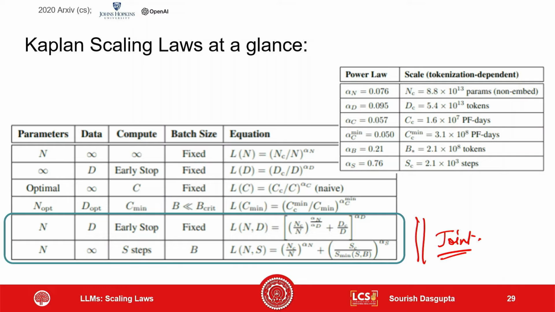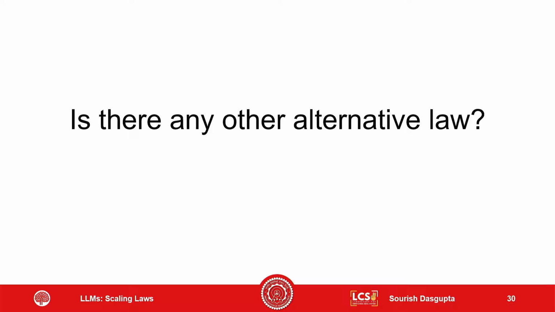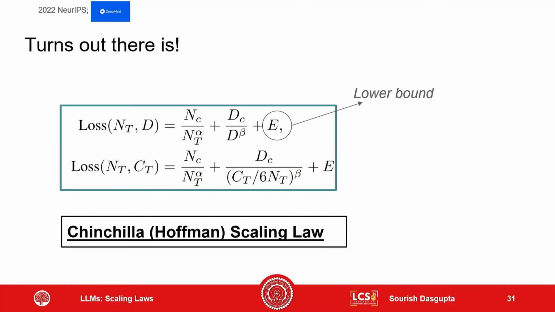So far so good as far as Kaplan scaling laws are concerned. So is there any other alternative law? Is this the only one? Before Kaplan there were others, and after Kaplan there was something that is becoming very, very popular, and that's the Chinchilla scaling law. This paper came out in 2022 at NeurIPS. The authors were from DeepMind, and they came up with a different sort of law.